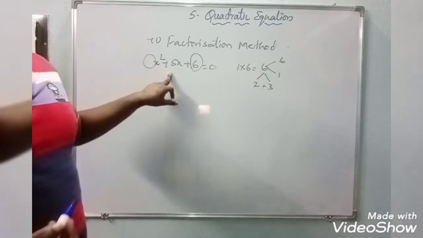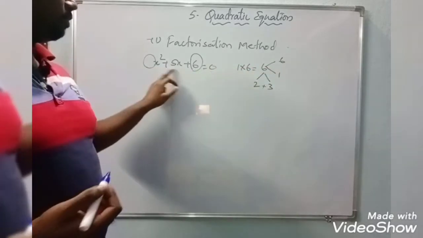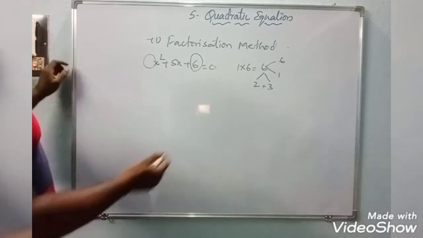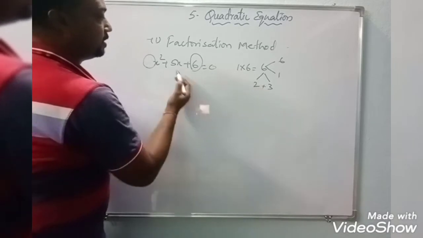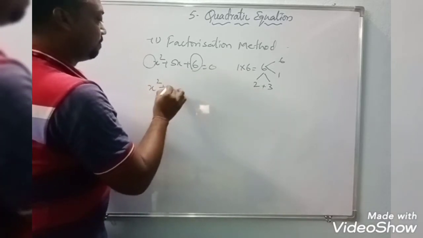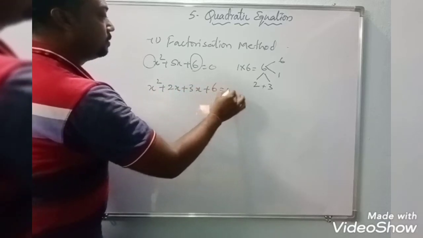As you don't have any minus terms, I am not taking this 6 and 1. So here you have all in terms of plus, so I am taking 2 plus 3. Now if I write this 2 plus 3 here, 2 plus 3 is nothing but 5. 2 into 3 is nothing but 6. So I can write as x square plus 2x plus 3x plus 6 is equal to 0.